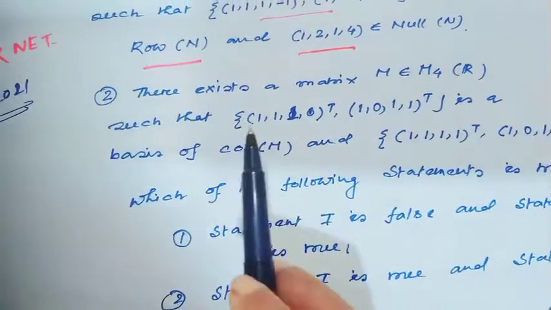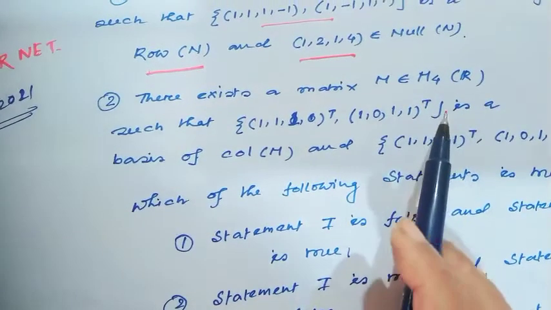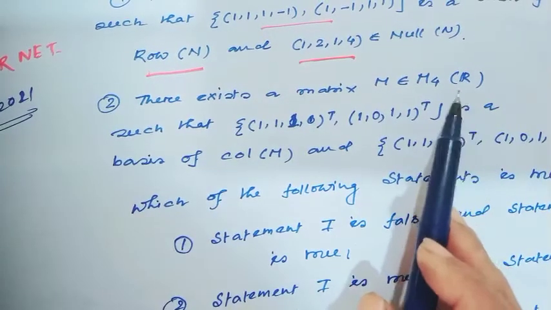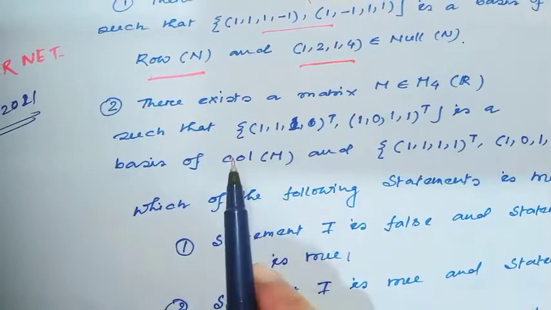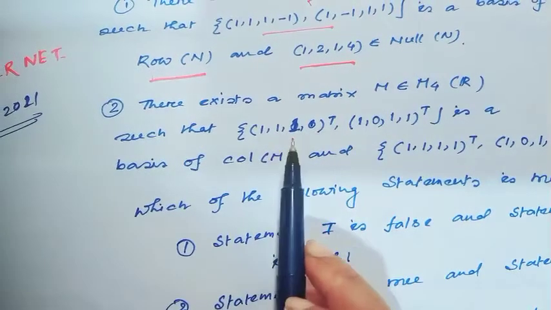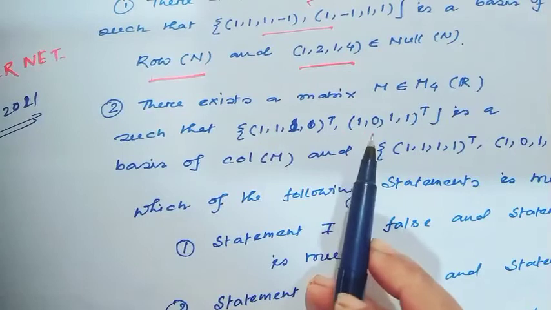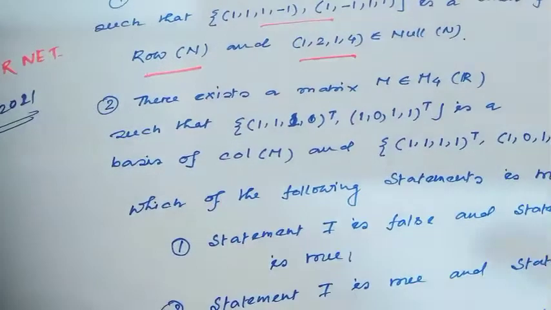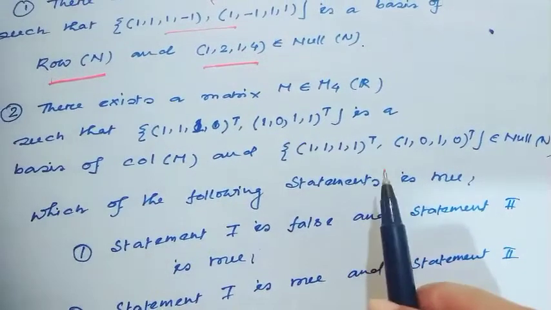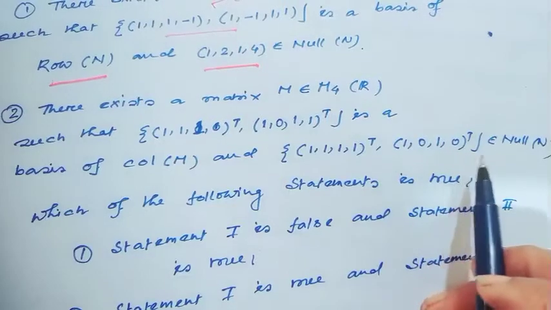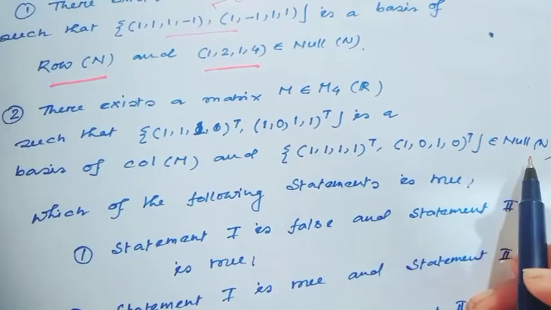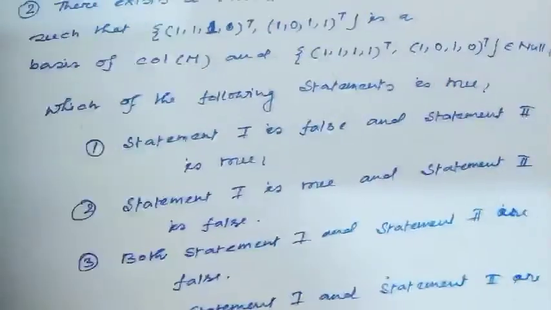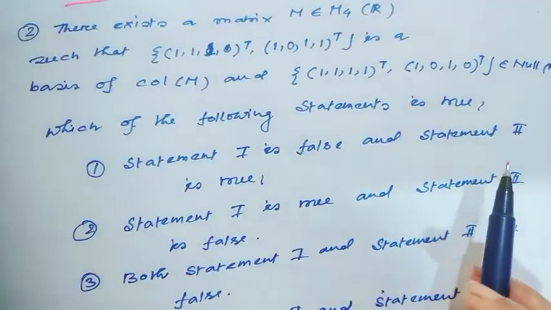Statement 2 says there exists a matrix M belonging to M4×4 whose entries are in the real field such that the vectors (1, 1, 1, 0) transpose and (1, 0, 1, 1) transpose are a basis of the column space, and the vectors (1, 1, 1) transpose and (1, 0, 1, 0) transpose are members of the null space of this matrix. Then which of the following statements is true?